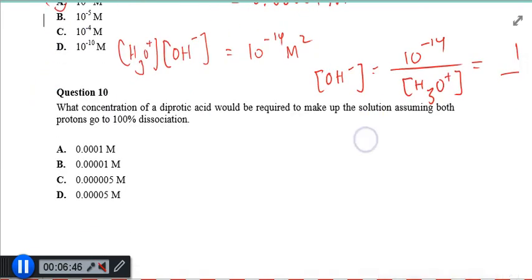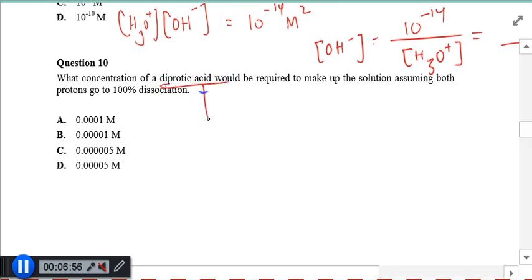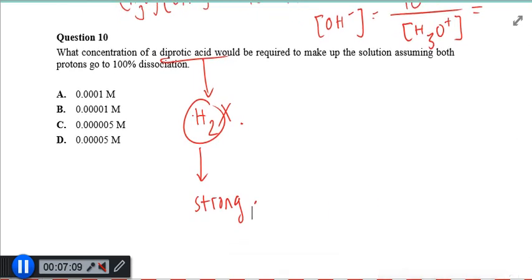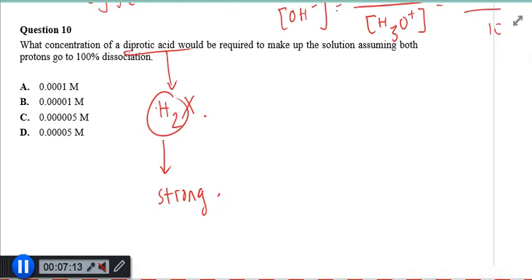Okay, so question 10. What concentration of a diprotic acid would be required to make up the solution, assuming both protons go to 100% dissociation? Okay, so diprotic acid, so that means H2X, and both of these are strong protons, which I don't know if strong protons is a thing, but both protons will be given away completely. So we want to make a pH 5 solution from this.